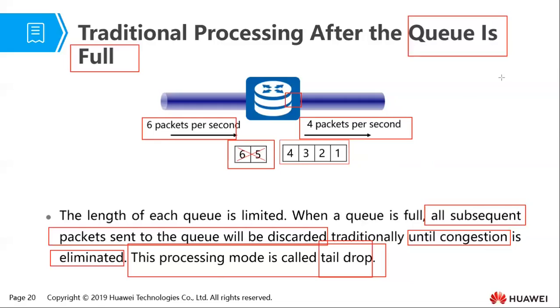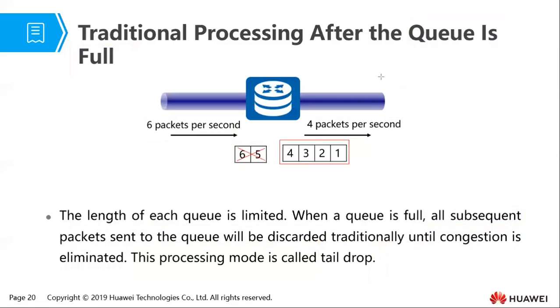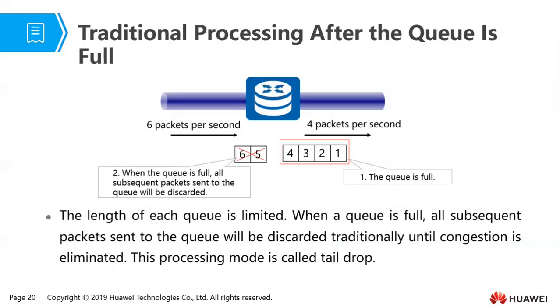So remember that the queue length is actually limited, and this action of discarding any other packets that come in after the queue is full is what we call the tail drop. What do you think might be the advantages and disadvantages of dropping these packets? That's something you're supposed to ponder as we move on. So the queue is full. When the queue is full, all subsequent packets sent to the queue are discarded.